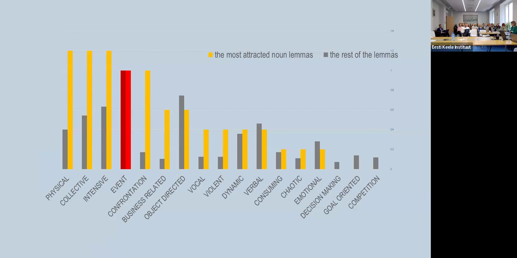As you see, the most strongly attracted lemmas share the meaning of being physical, being collective, being intensive, also including confrontation, being somewhat less business related, object directed. But the rest of the lemmas didn't share those features so much, not so physical, collective, or intense anymore. But they were a little bit more object directed, and more verbal and more emotional. And there were categories that were not present in the most strongly attracted group, which were decision making, goal oriented, or competitive situations.